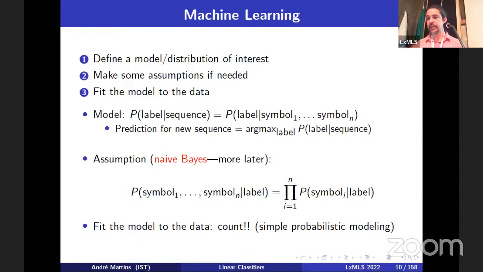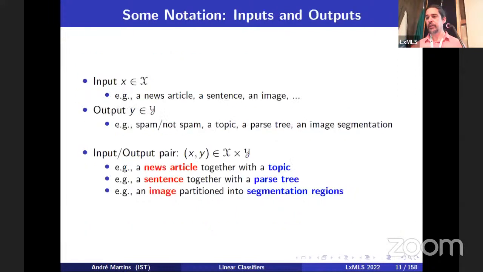Then, once we are clear about which model and which assumptions we are making, the next step is to fit the model to the data, which means estimating these probabilities. For that, what we did was basically just counting and normalizing. Of course, if you have more sophisticated models, things are not as easy to do as with the naive Bayes model. We're going to cover a few in this lecture. But let me start by defining some notation that we are going to use throughout the lecture.